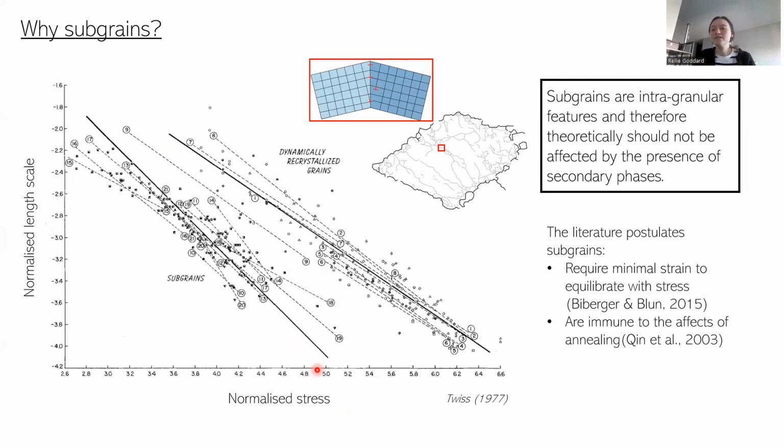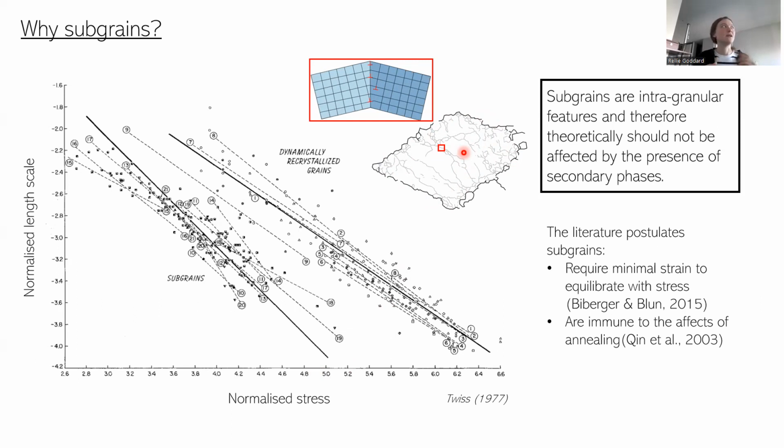So what are subgrains? They're the intragranular features or intragranular low angle boundaries within a grain. You can see a schematic here where the black is a grain boundary and all the gray are subgrain boundaries. And being intragranular, they should in theory not be affected by the presence of secondary phases. And there are other things in the literature that make subgrain size piezometry quite desirable. The first is that they supposedly require very little strain to equilibrate with the stress, whereas grain size piezometry is meant to take a little bit longer.